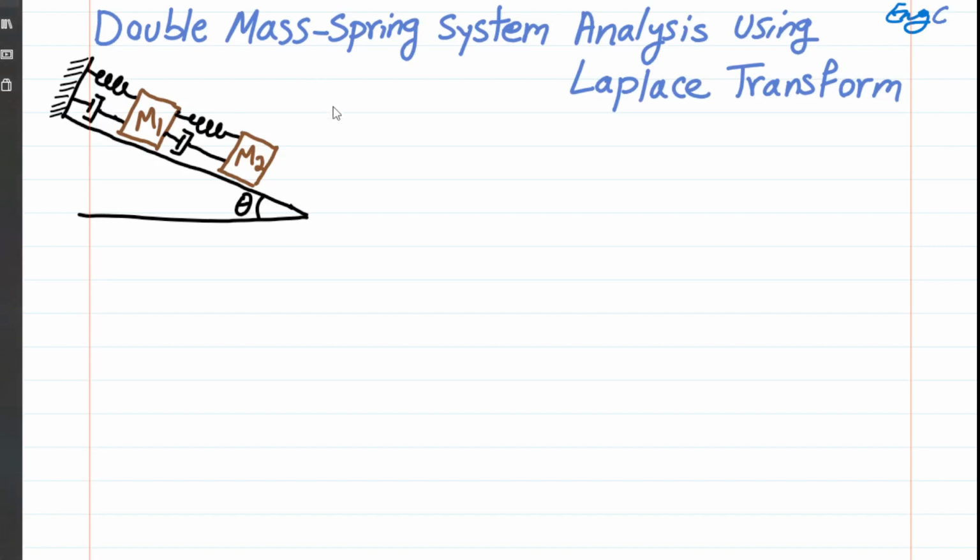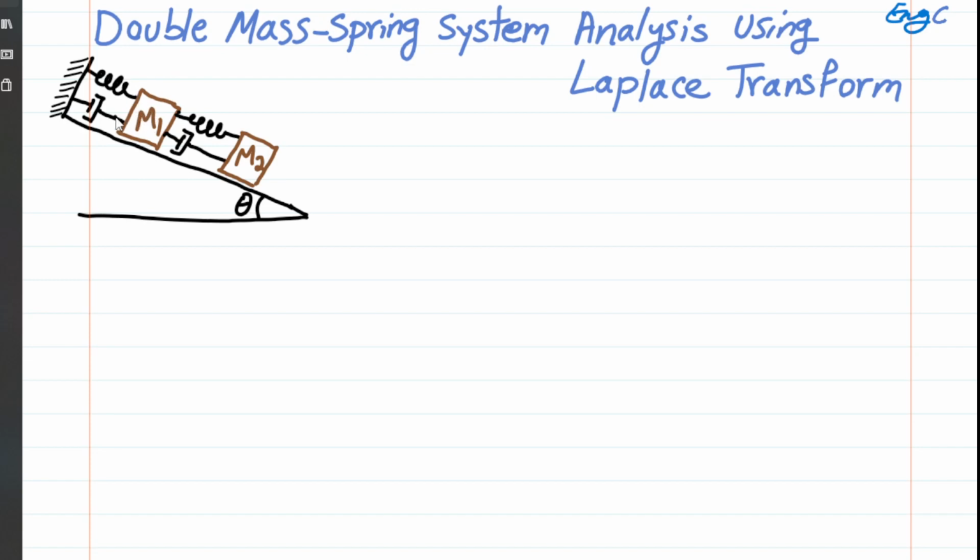A double mass spring mechanical system is shown here. We want to analyze it and find a solution for displacement of mass m1, which means x1, and mass m2, x2, using Laplace transform. So it's basically an example to illustrate how Laplace transform can be used to make life easier in terms of analysis of this mechanical system.